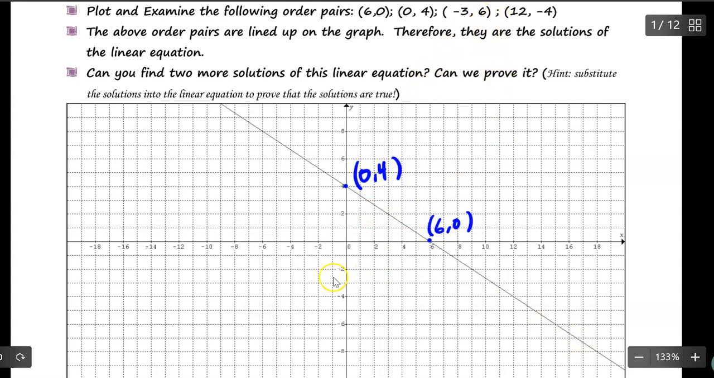So I will look for x as -3, and I project it up here. I saw 6 is right there, so right on the graph. So this one is -3 and 6.